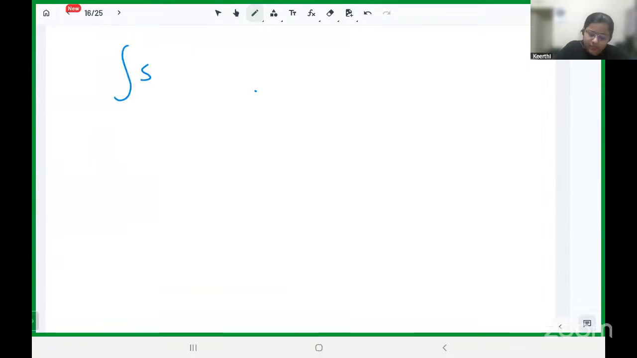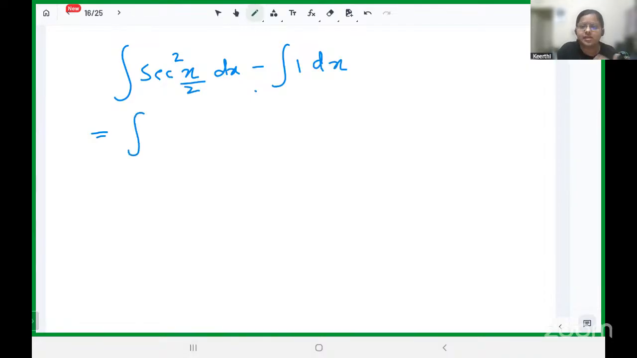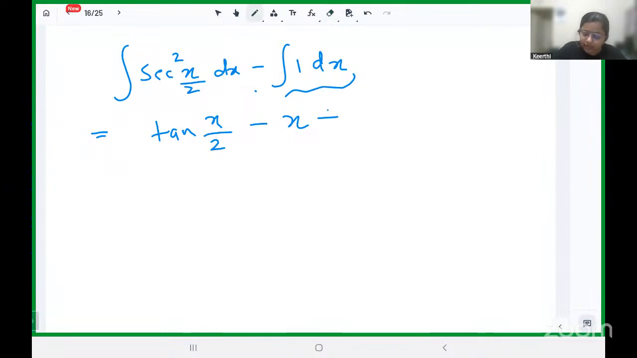That is, we can split this one as integral sec square x by 2 dx minus integral 1 dx. So what is the value of integral sec square x? Integral sec square x is nothing but tan x, isn't it? Here it is sec square x by 2, so it is tan x by 2, minus integral 1 dx, which means x. Tan x by 2 minus x, then we have to definitely add a plus c. So this is our result.